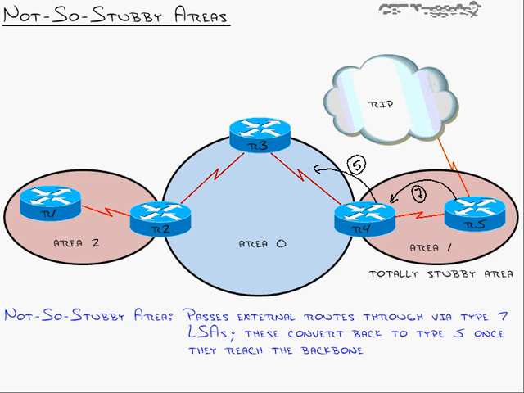Last thing I'll mention in general with the stub and totally stubby areas is that you've now seen a major method you can use to reduce the routing tables and topology database in huge ways on the routers in these fringe areas. With those design options comes one major criteria, and that is there should only be one exit point from a stub or totally stubby area.